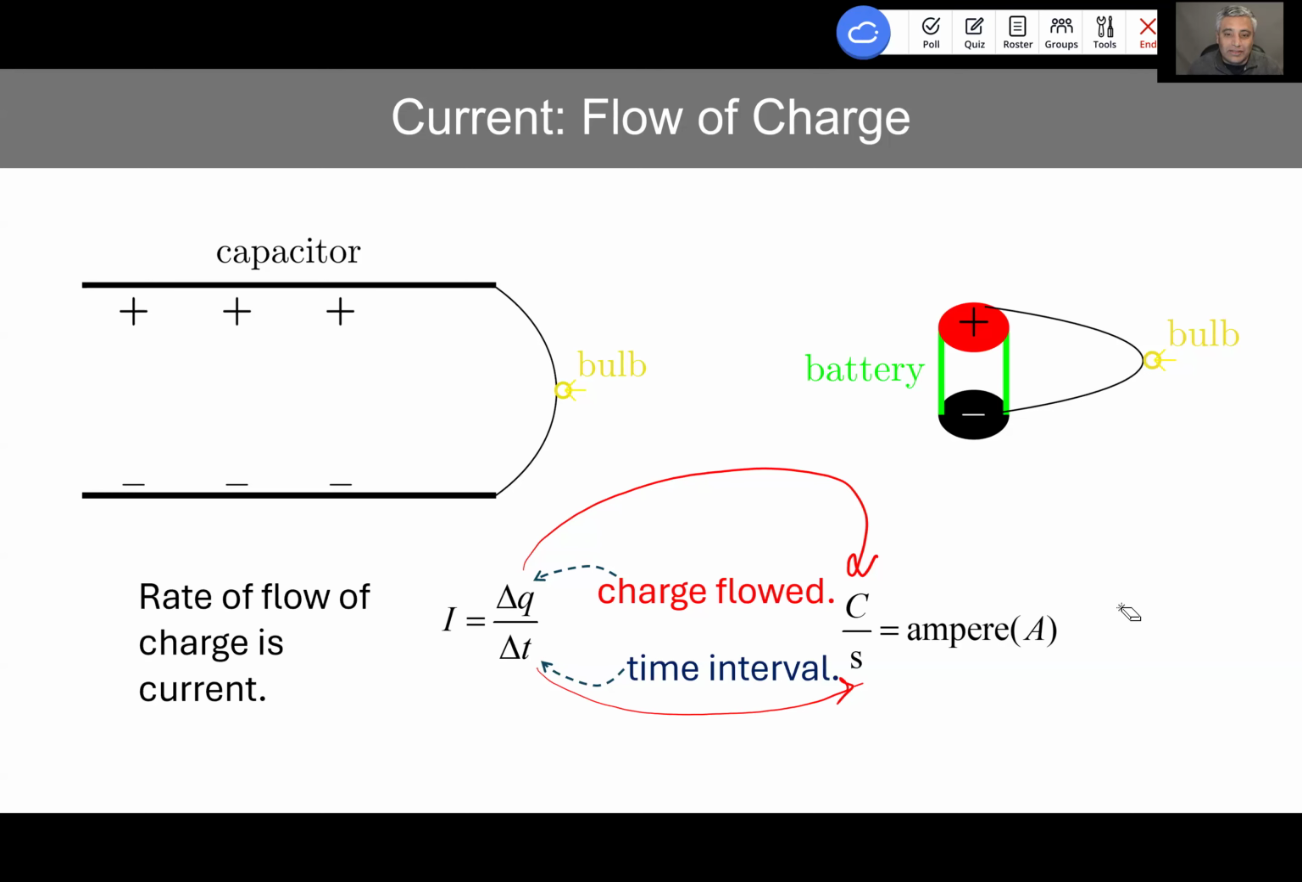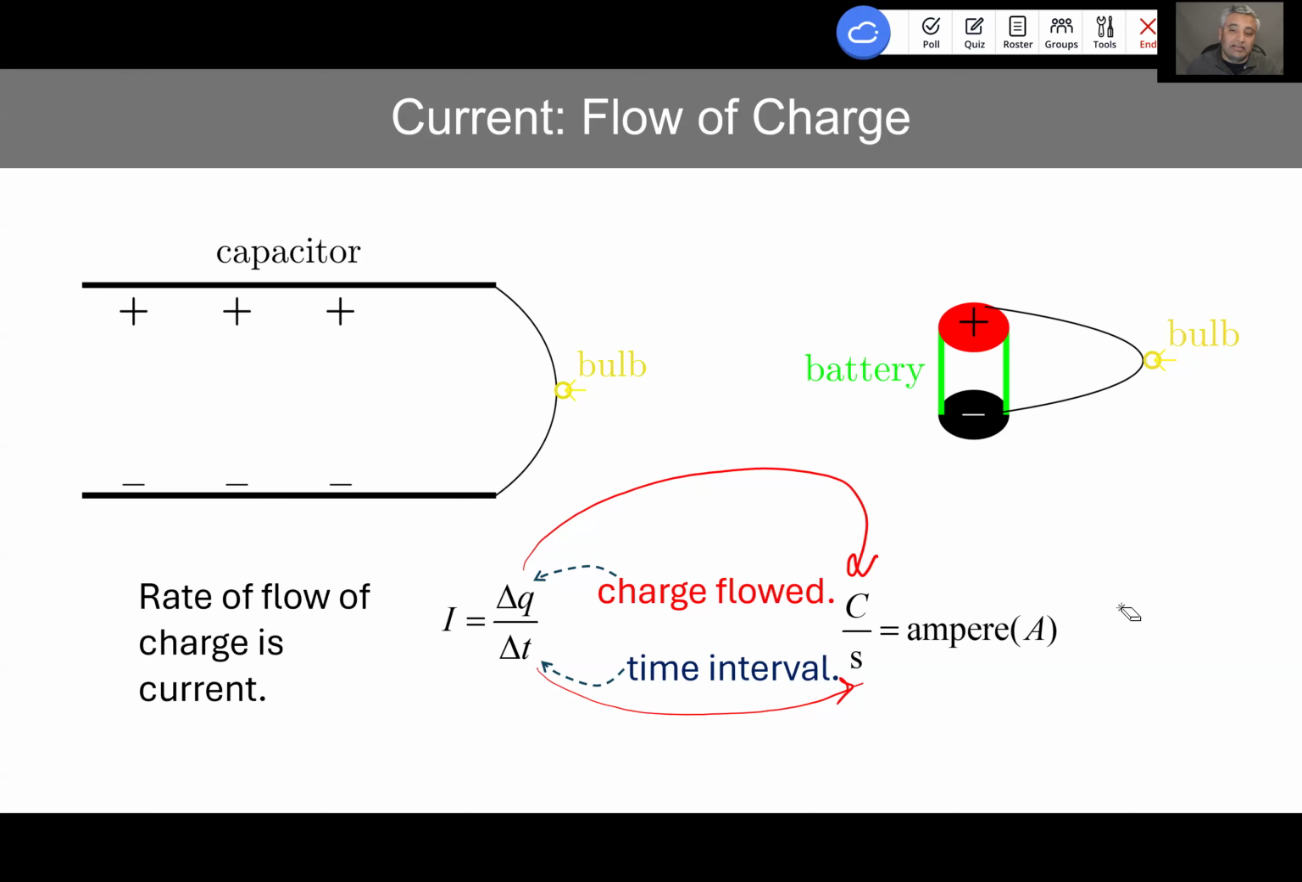If more charge is flowing through a certain part of the wire in the same time interval, that means we say more current is flowing. Now, if less charge starts flowing, there is going to be less current. Sometimes I may say flow of electrons, sometimes I may say charge. These electrons have charges, so flow of electrons also means flow of charges. Okay. So that is current.